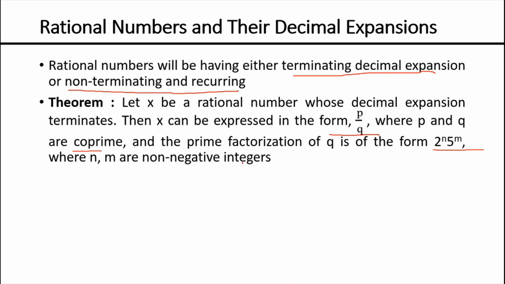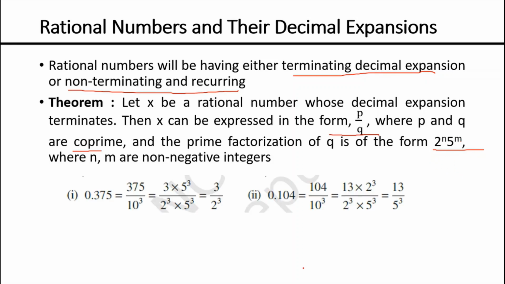So this theorem is trying to say that if I have a decimal expansion which is terminating, then I can represent that decimal expansion in the form of p by q, where both p and q are co-prime and the prime factorization of its denominator is of the form of 2 to the power n multiplied by 5 to the power m. Let us take a look at a couple of examples.